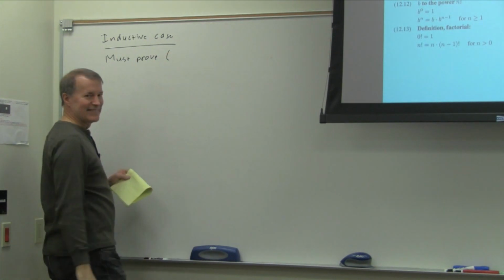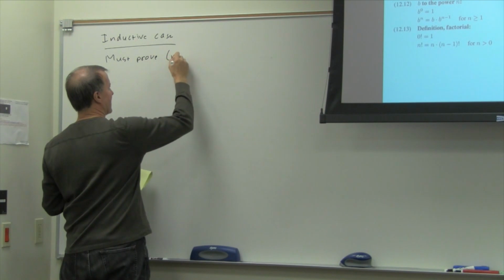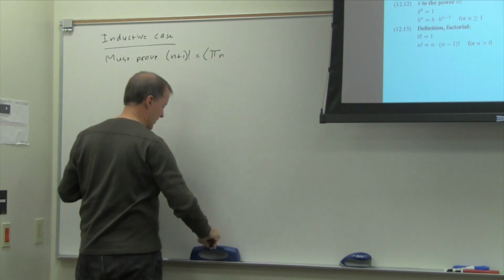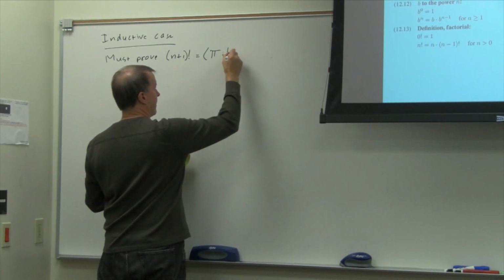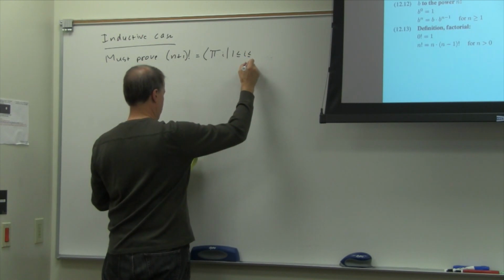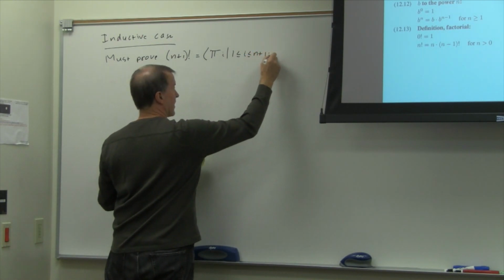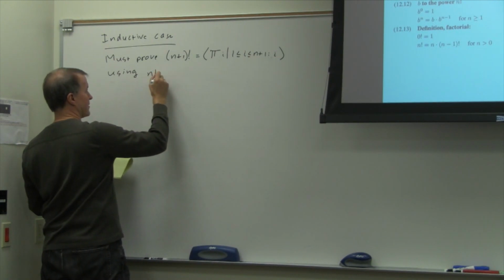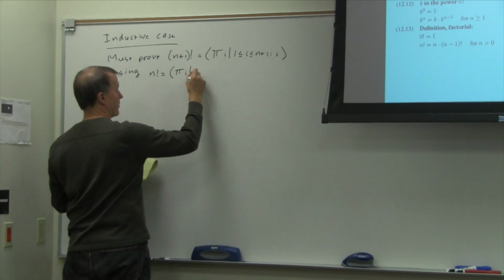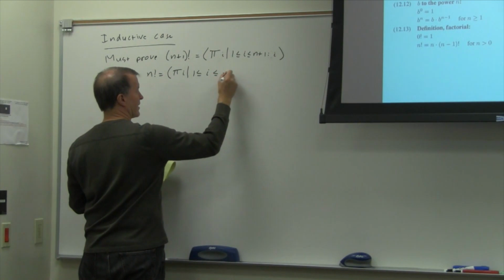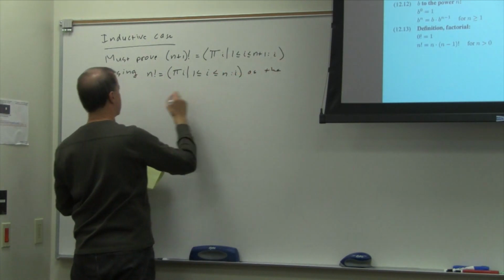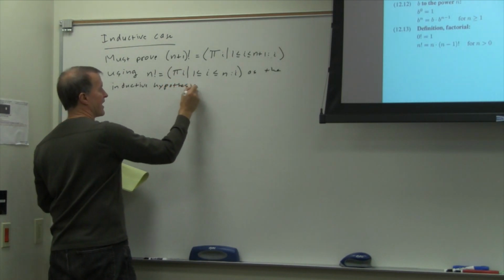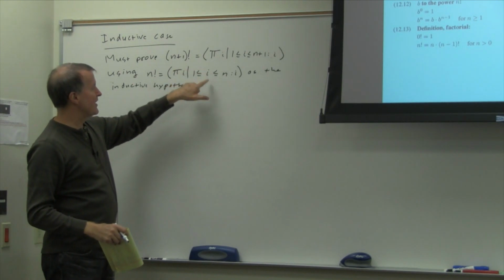Okay, so must prove what? (n+1)! equals the product over i, 1 less than or equal to i, less than or equal to n+1, of body i. Using the definition that n! equals the product over i, 1 less than or equal to i less than or equal to n, of i. That's the inductive hypothesis.